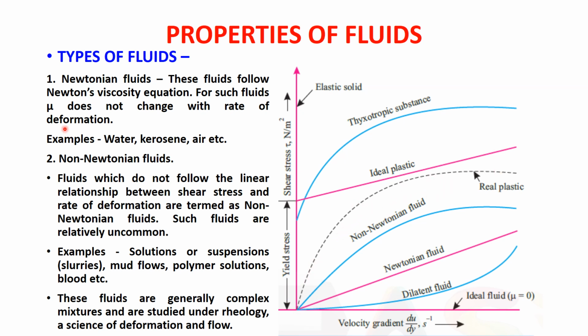So first is Newtonian fluid. These fluids follow Newton's law of viscosity. For such fluids, mu does not change with rate of deformation. What are the examples of Newtonian fluids here? Water, kerosene, air are the examples of Newtonian fluid. Second is non-Newtonian fluids. The fluids which do not follow the linear relationship between shear stress and rate of deformation are termed as non-Newtonian fluids.